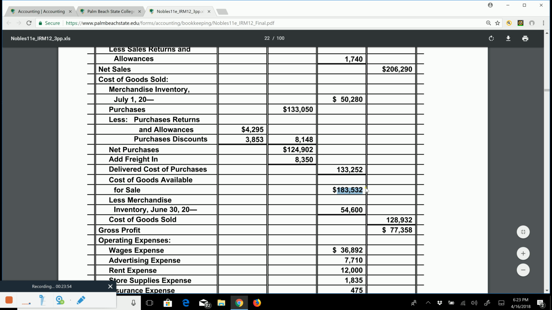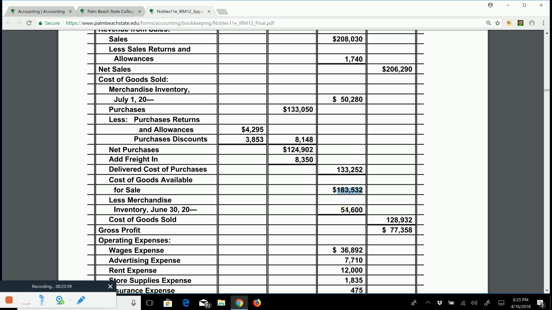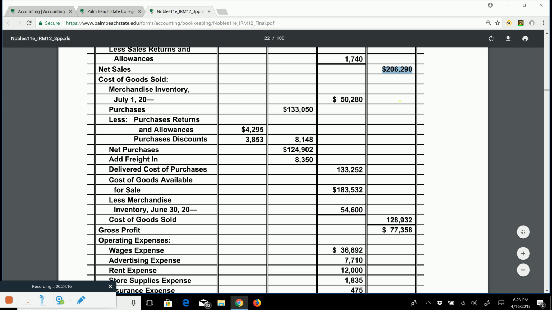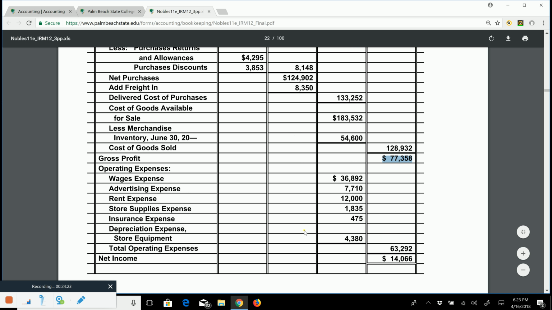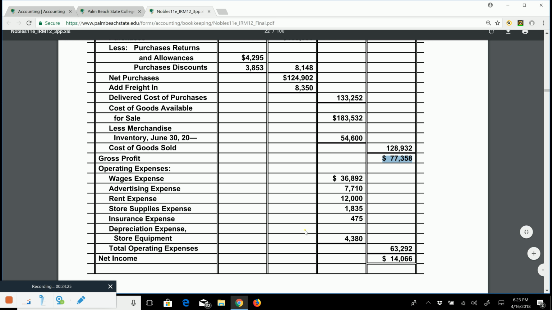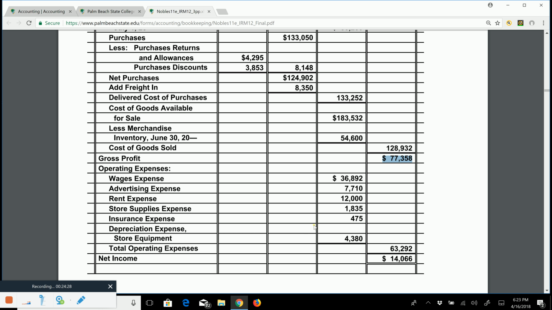So if I had $183,532 worth of inventory for sale, but $54,600 is remaining here in inventory at the end of the period, the difference is actually what we sold. And we call that cost of goods sold. If we take that cost of goods sold, subtract it from our net sales, which we calculated earlier, the difference is called gross profit. Some accountants would call this gross margin. They are synonymous terms. They mean the same thing.